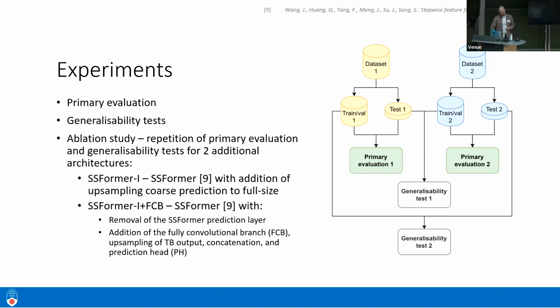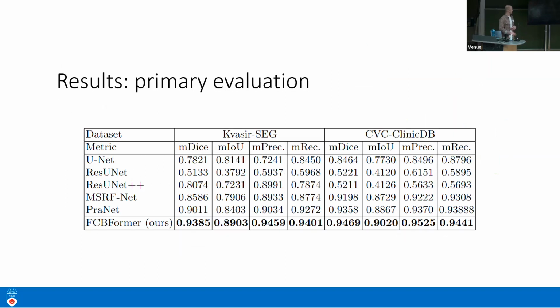So to jump into our results, we tested a range of baselines alongside our model where we trained these models ourselves using the respective code bases. And then we use the typical set of metrics for segmentation performance. And across the board, in all metrics on both data sets in our primary evaluation, FCB former outperformed the baselines.